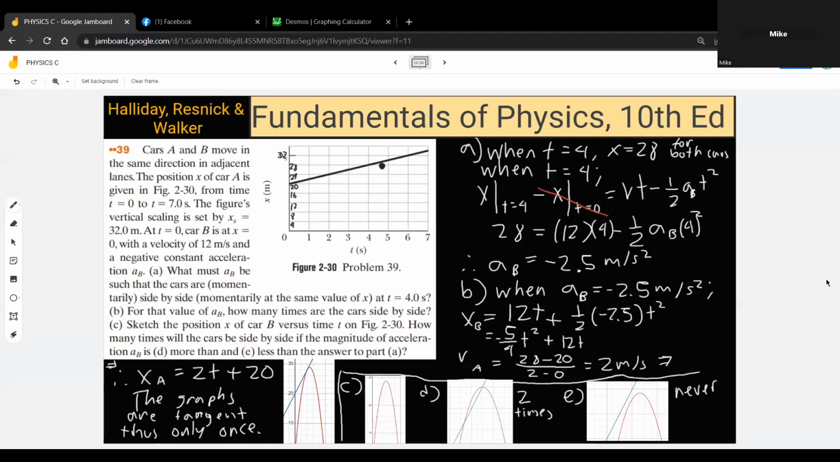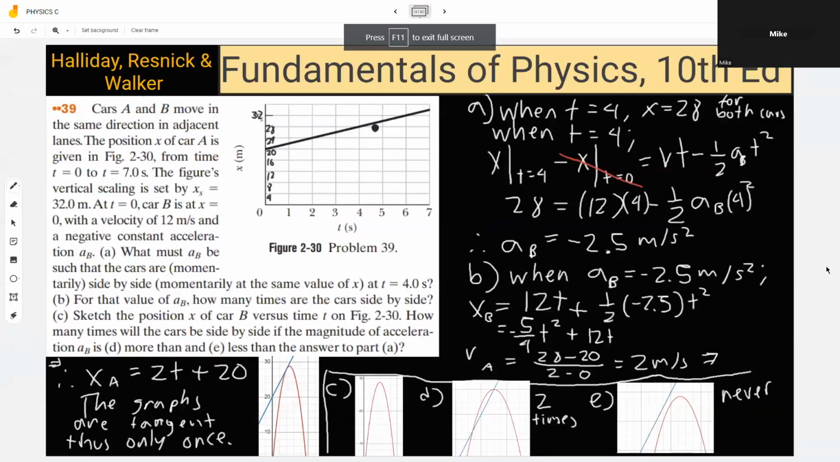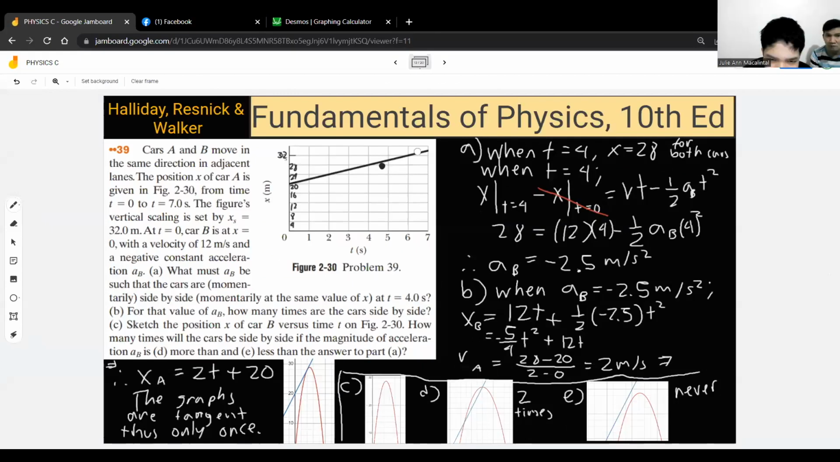So bago tayo pumunta dun sa math, ano yung ginawa mo over the last few days sa physics? Ito po. Number 39. 59 po. Teka. Check ko lang yung... Check na natin.